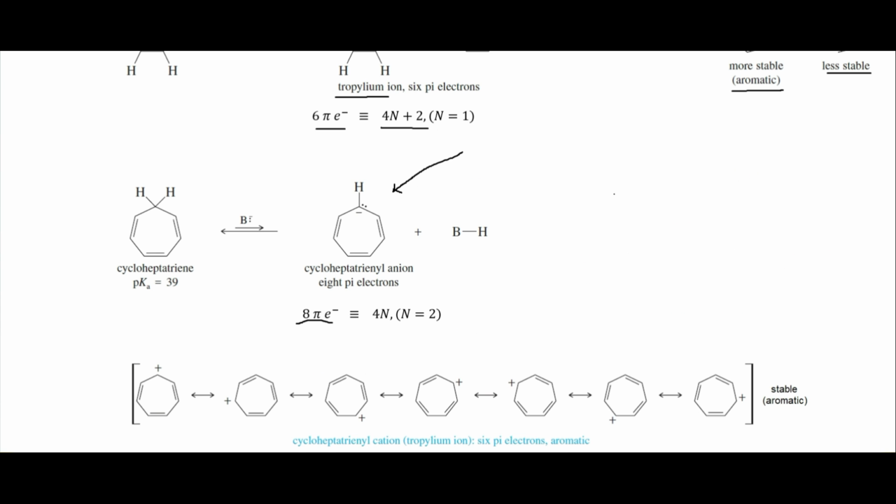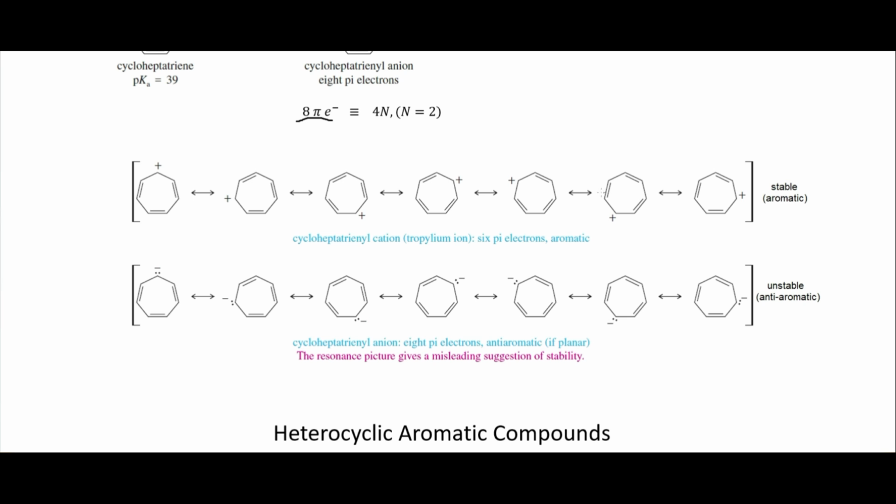And so we again get a misleading view of what the stability would be if we just considered the resonance structures. These compounds both have the same number of resonance structures, but only one of them is stable and the other one is very unstable. And that is because of the aromaticity and anti-aromaticity respectively.